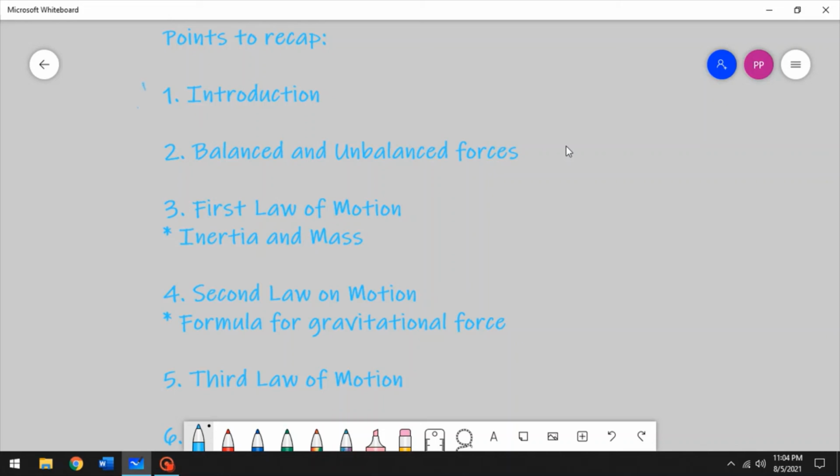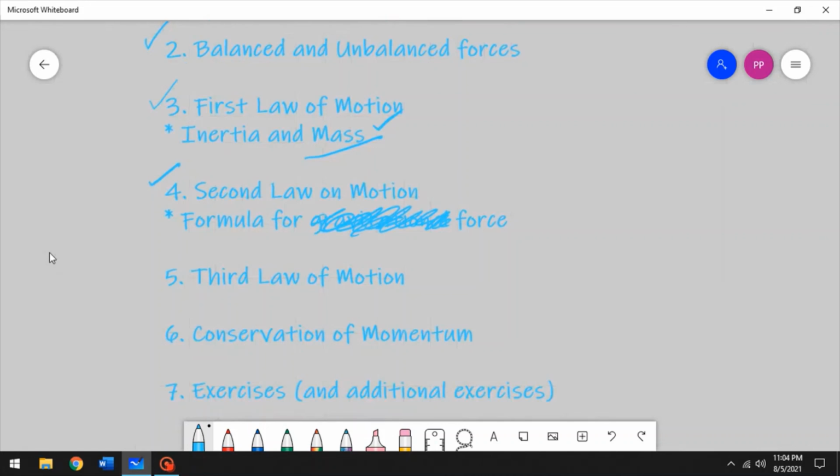Okay, so we introduced the chapter with a question, and I asked you what causes motion in objects. The answer was force, right? And that's how we introduced the chapter. Then we talked about the balanced and unbalanced forces. We talked about the first law of motion, in which we talked about inertia and mass. We talked about the second law of motion, in which we talked about the formula for just force, not gravitational force. Not yet, not yet. That's the next chapter, right? So that's what we learned in the second law of motion.